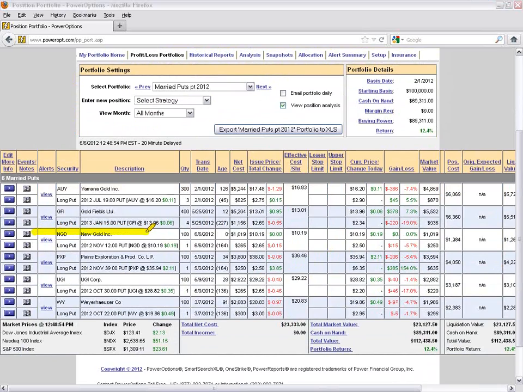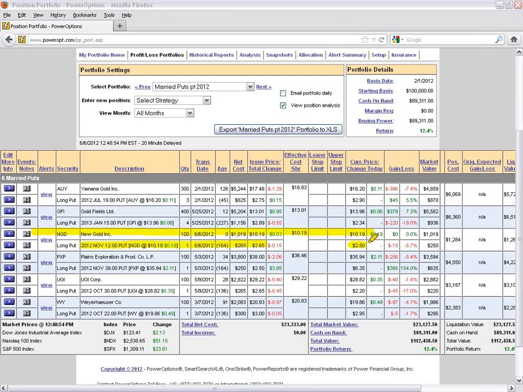Here's our new position here, NGD, and we have the stock leg first. We have 100 shares at 10.19, and then the current price is 10.19. It hasn't changed, but it's moved up 19 cents today, probably opened at 10. And we have our November 12 put. There's our price at 265.